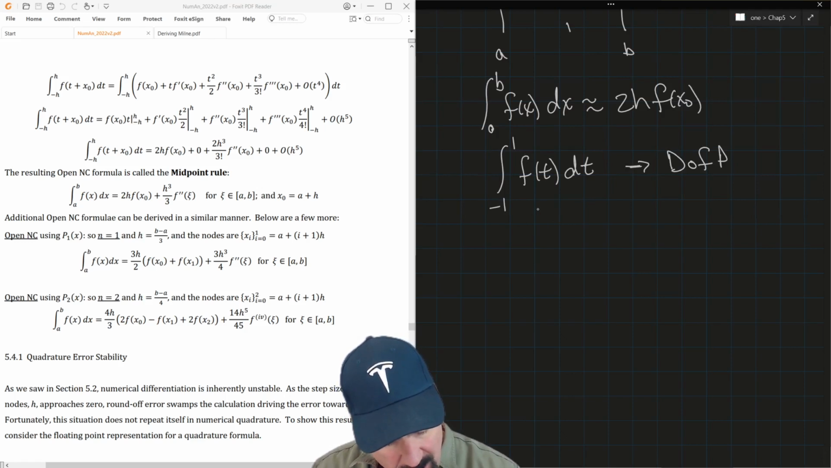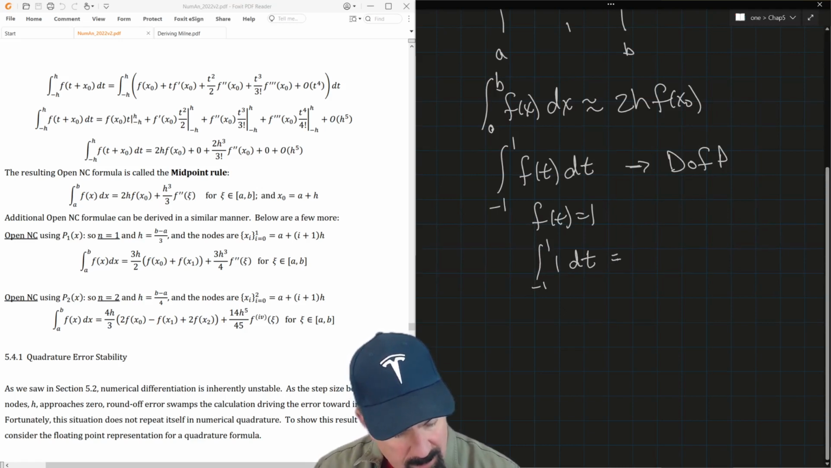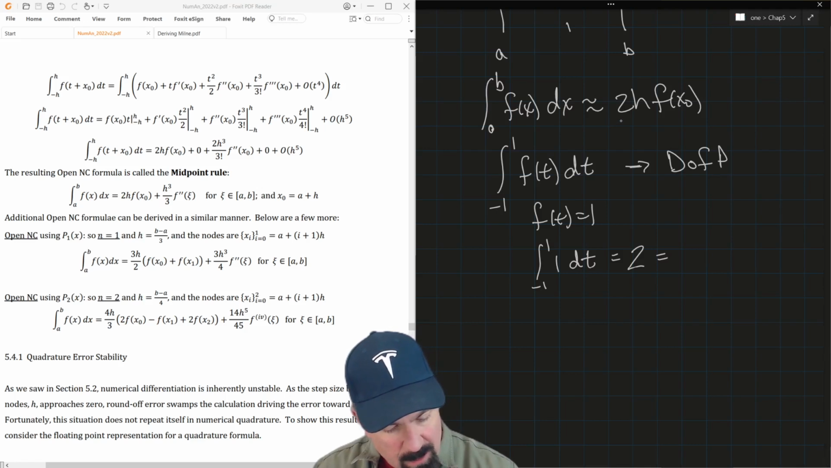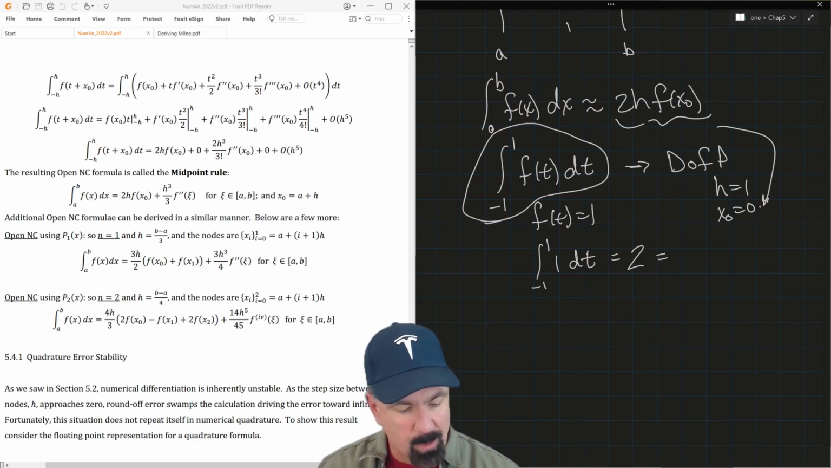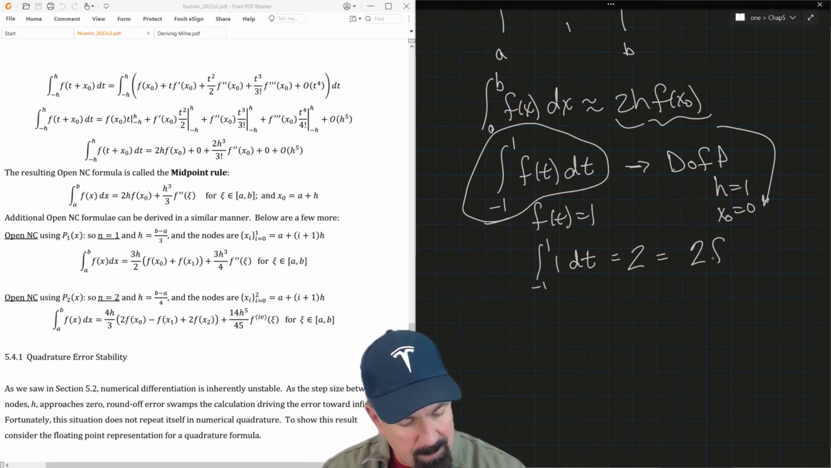And we're going to start with a constant function. So starting with f of t is 1, we're going to integrate from negative 1 to 1 the function 1, which of course that integral is 2. And we're going to use our method here, which when we transfer it over to this construction, the h value is going to be equal to 1, and the x naught value is going to be equal to 0. So our calculations are always going to be 2 times f evaluated at 0.